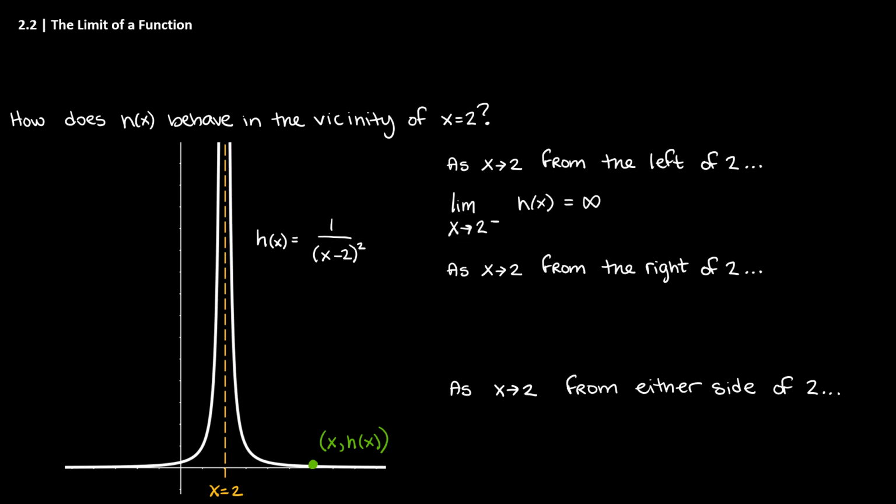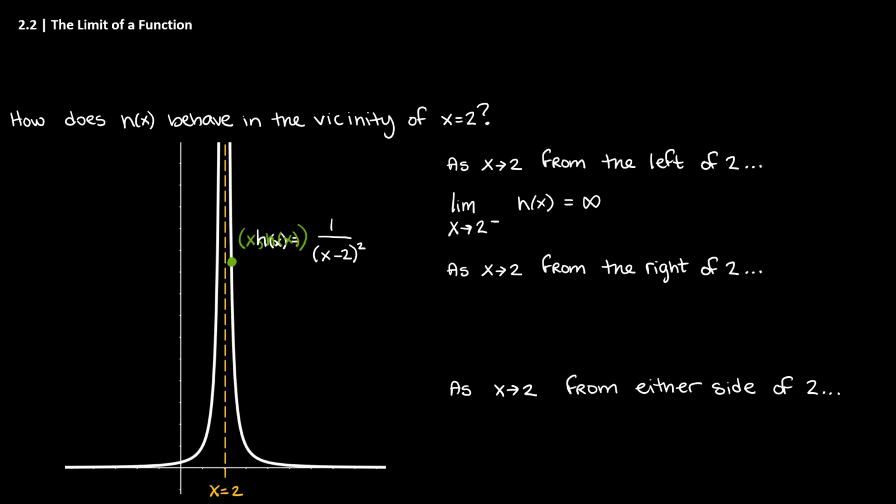So for our left-sided limit, we would say that h of x is tending towards positive infinity. There's no limit on what these function outputs can look like. They become larger and larger and larger as we plug in points that are closer and closer to 2 on the left side of 2.